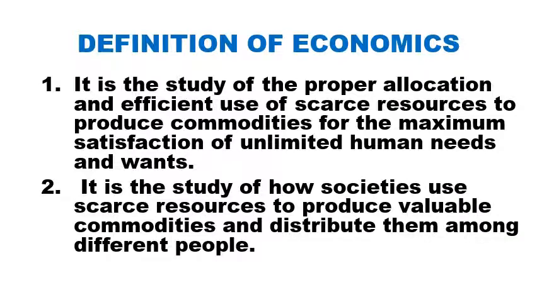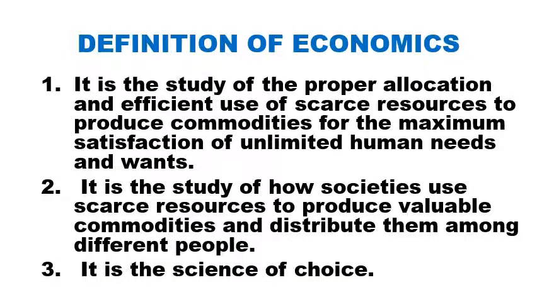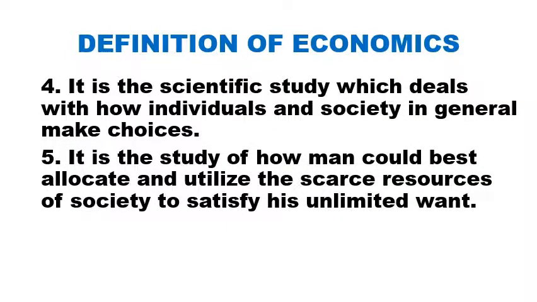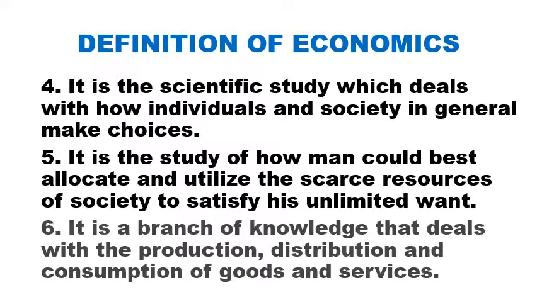It is the study of how societies use scarce resources to produce valuable commodities and distribute them among different people. It is the science of choice. It is the scientific study which deals with how individuals and society in general make choices. It is the study of how man could best allocate and utilize the scarce resources of society to satisfy his unlimited want. It is a branch of knowledge that deals with the production, distribution, and consumption of goods and services.